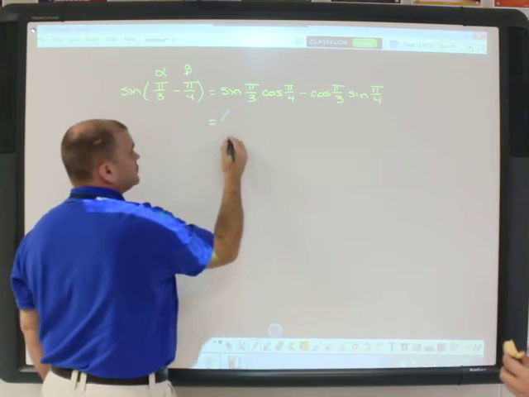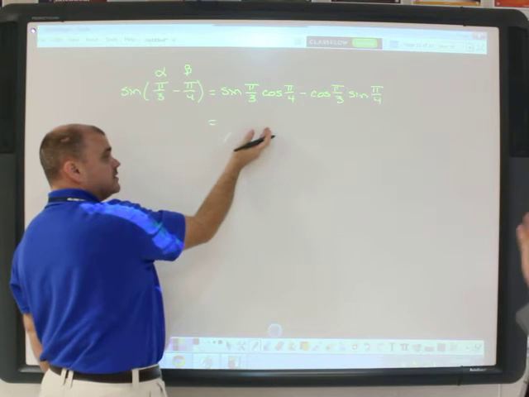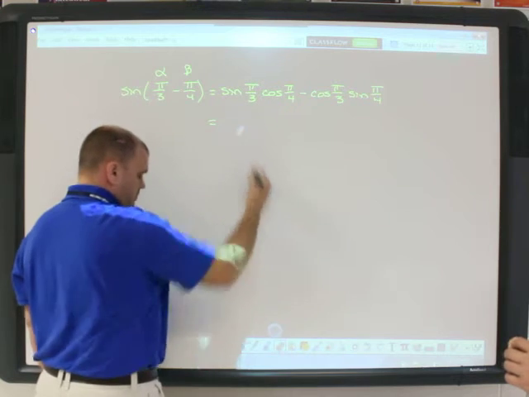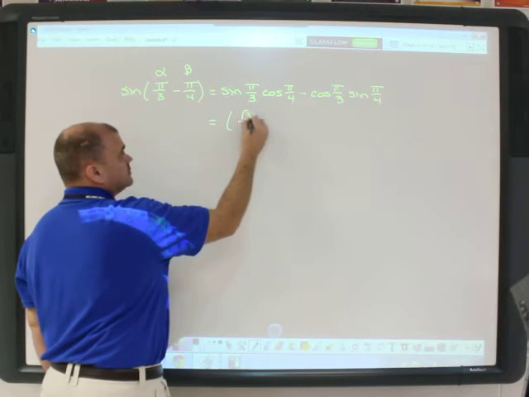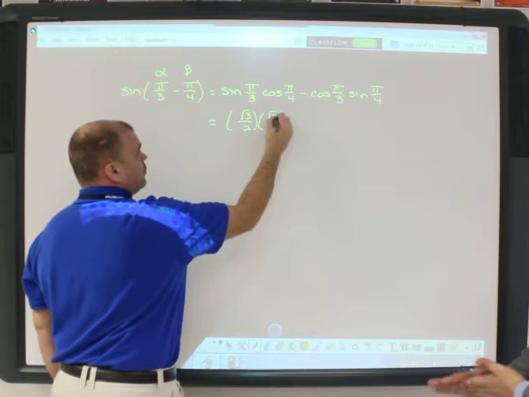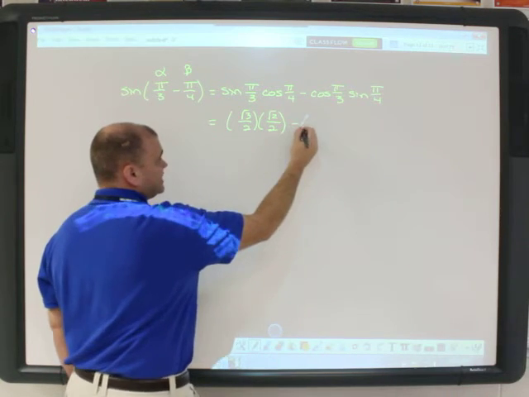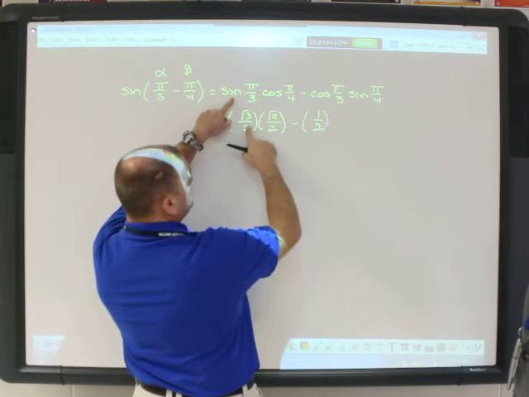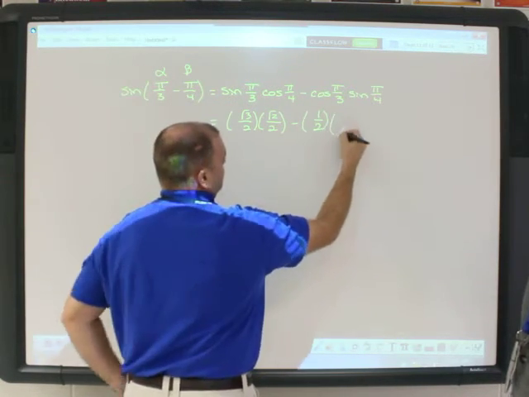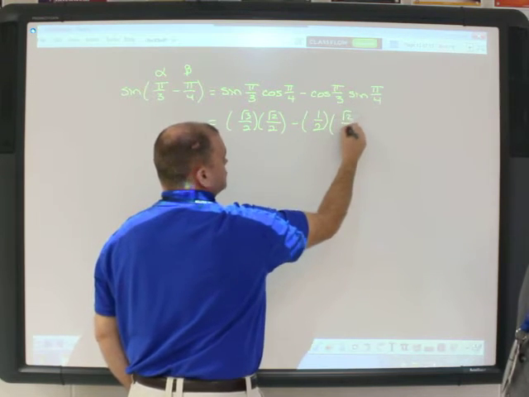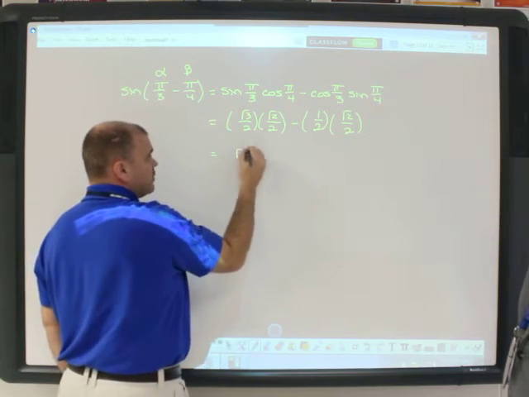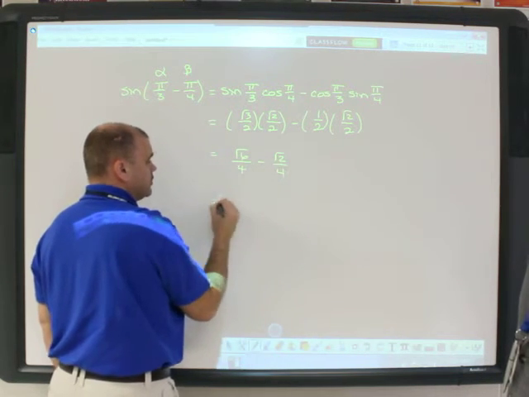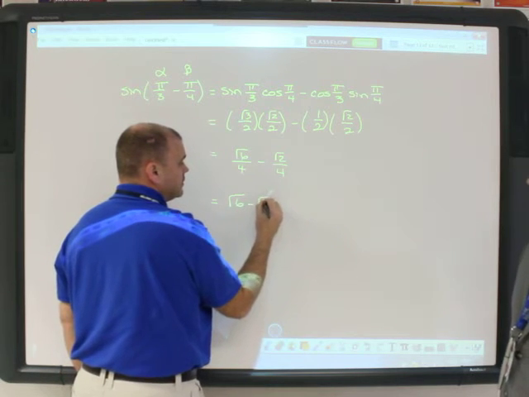So the sine of pi over 3 is going to be the half. No, square root of 3 over 2. And the cosine of pi over 4, everybody knows, is root 2 over 2. Minus the cosine of pi over 3 is going to be a half. And then the sine of pi over 4, again, is square root of 2 over 2. And we get the square root of 6 over 4 minus the square root of 2 over 4, which you could write combined over 4.